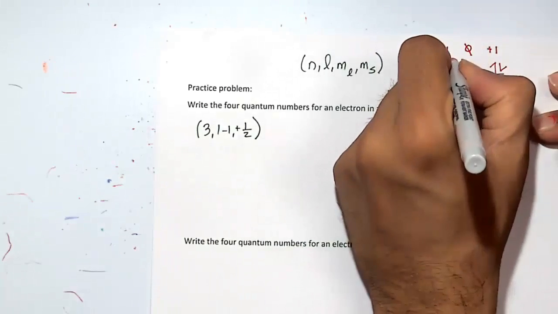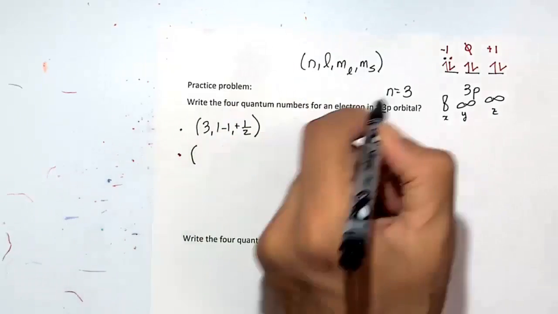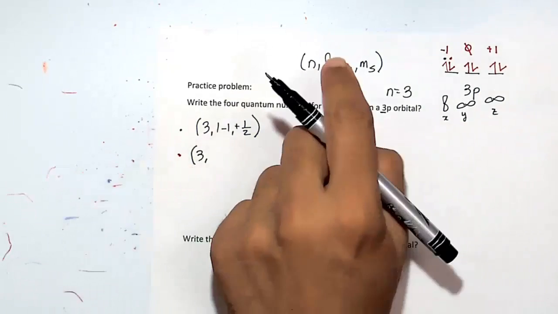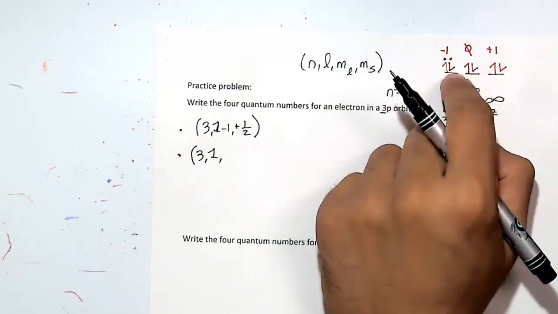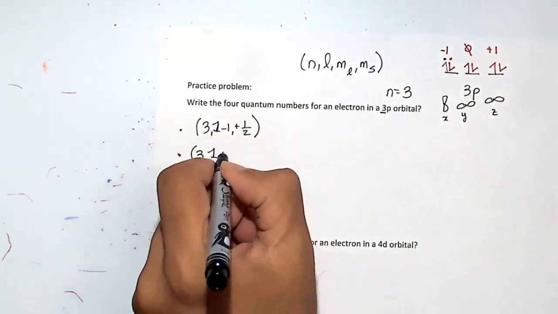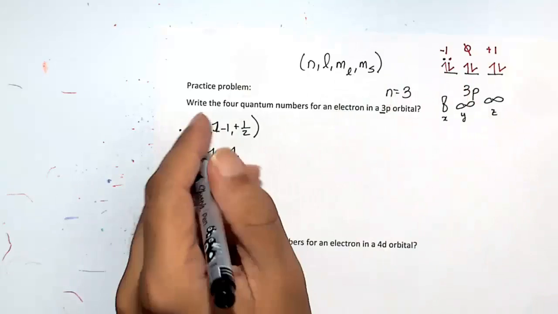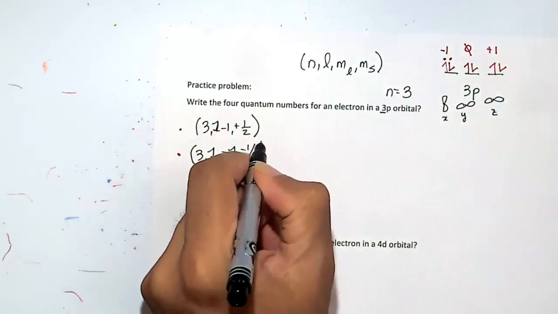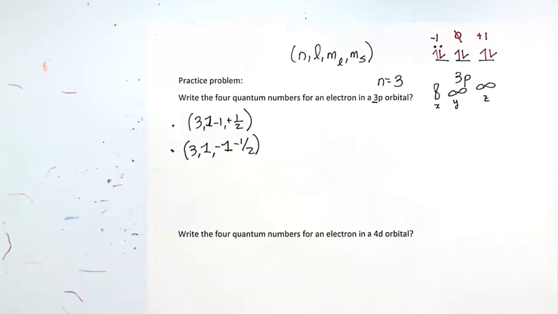How about this one with the red dot? What's the principal quantum number? 3. What is L for a p orbital? 1. Where is it residing? M sub L is minus 1. Is it spin up or spin down? Spin down. So that's the address for this second electron.